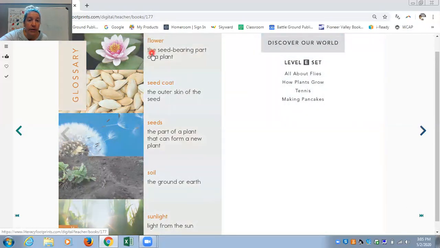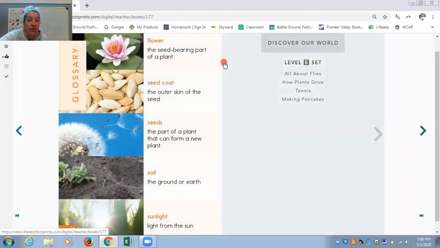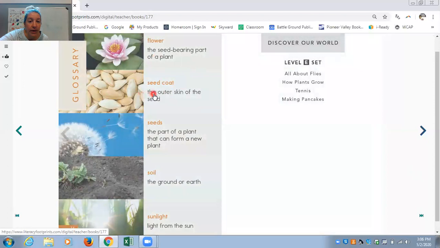This is a flower, and the definition of a flower is the seed-bearing part of a plant. So this flower is where the seeds are stored inside. Seed-bearing means it holds the seeds. And the next word that we're going to see in our text is seed coat, and we talked about that on the previous page. It's the outer skin of the seed. I like to think of it as my coat, the outer part of my clothing, so it protects me. So this is going to protect that seed.